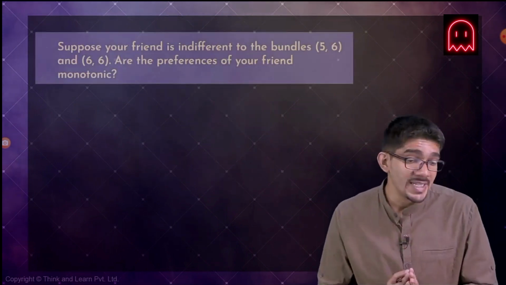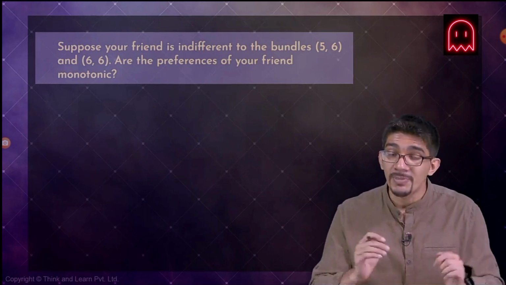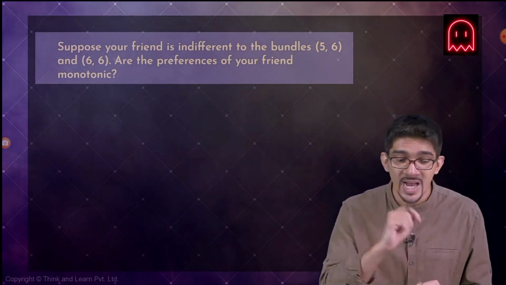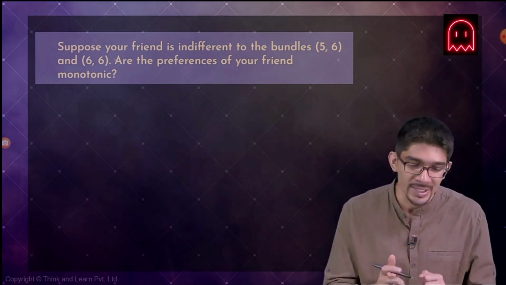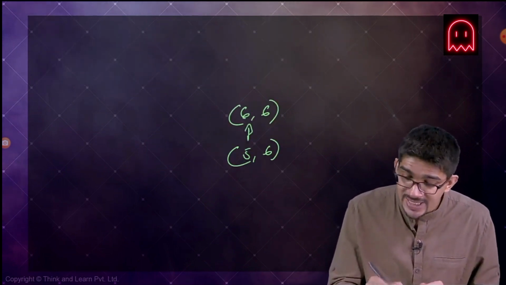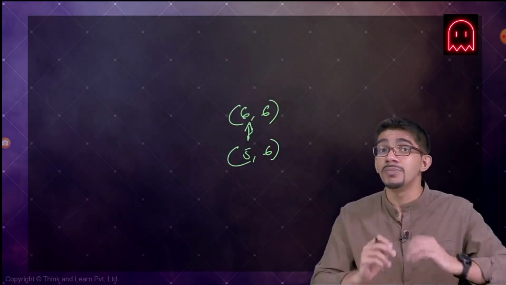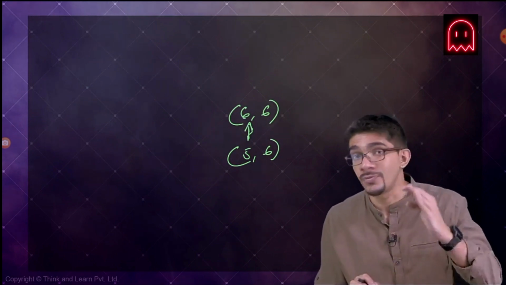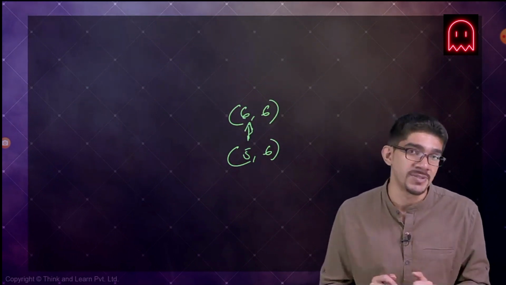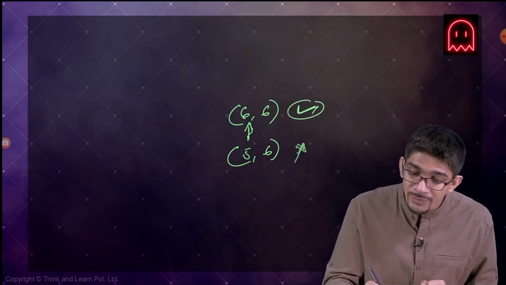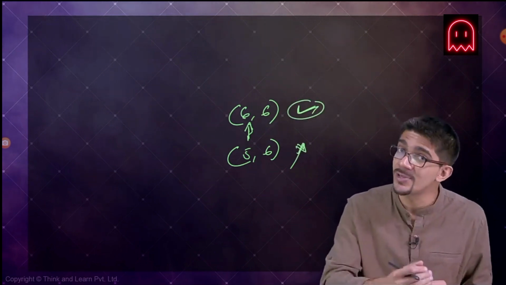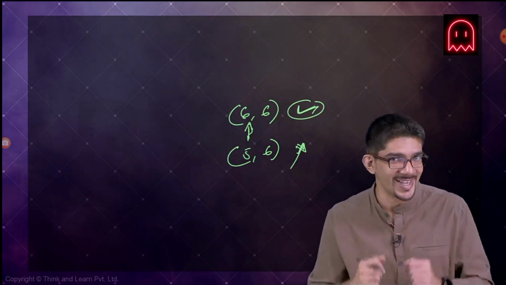Next question is that suppose your friend is indifferent between the bundles 5, 6 and 6, 6. Are the preferences of your friend monotonic? Now let's examine the 2 bundles. 6, 6 has at least 1 more unit of a good compared to the 5, 6 bundle. So according to monotonicity, 6, 6 should be preferred over 5, 6. So no, the preferences of your friend are not monotonic in this case.